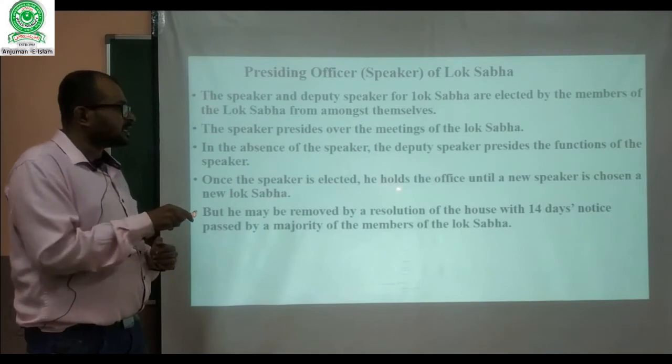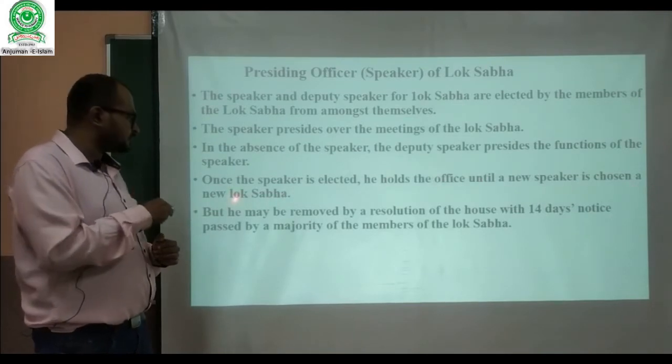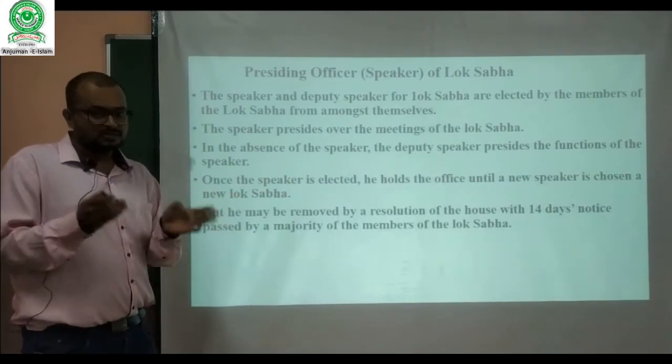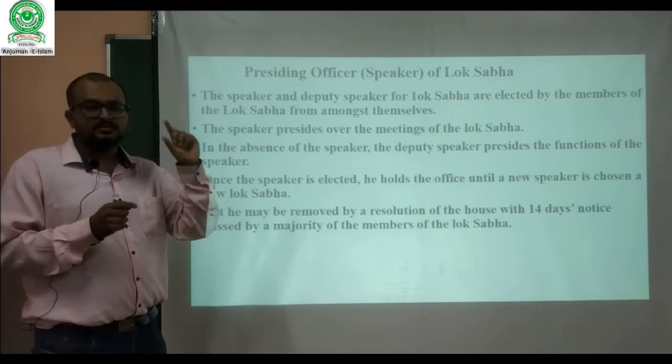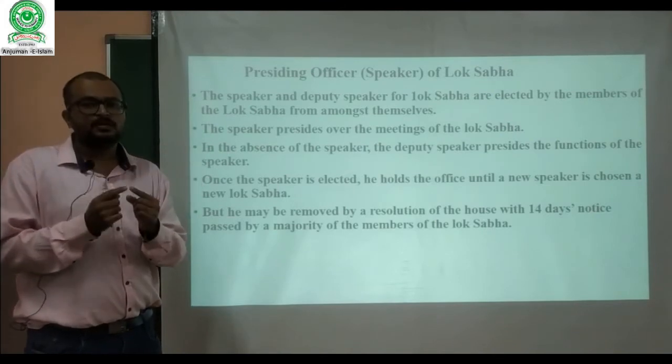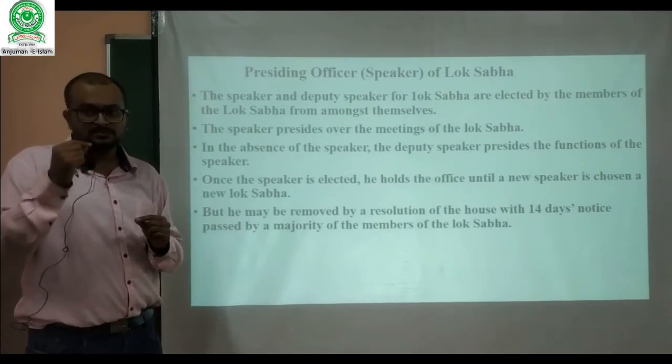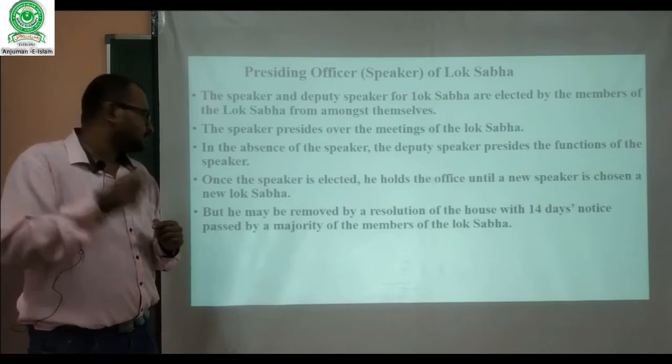Once a speaker is elected, he holds the office until a new speaker is chosen by the new Lok Sabha. When we go for general elections and a new party has come, the speaker will still be the same. Then the ruling party will get together and select a speaker and deputy speaker among themselves, and the new speaker can be elected.